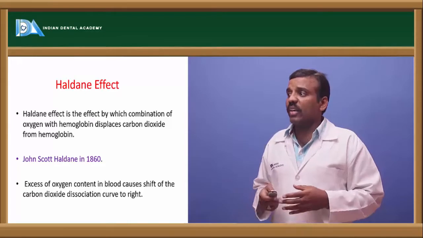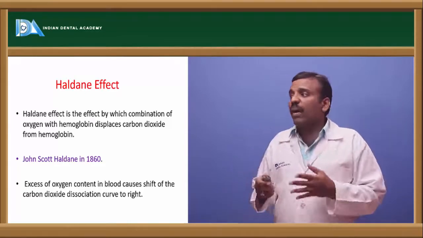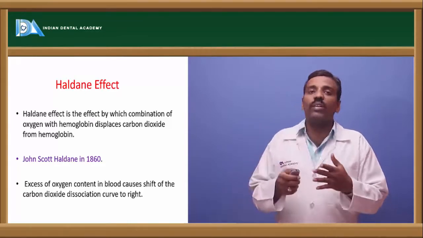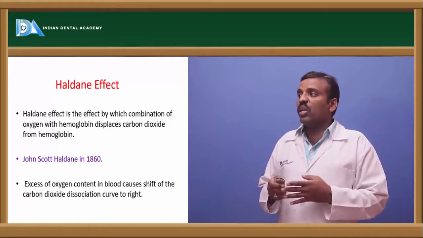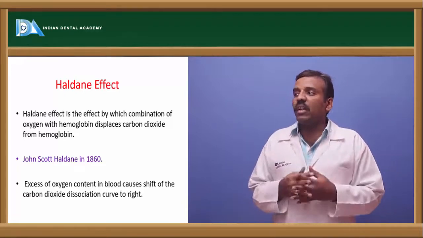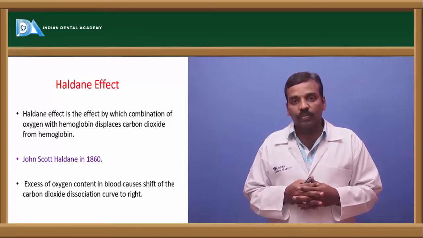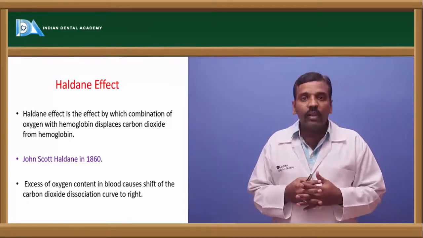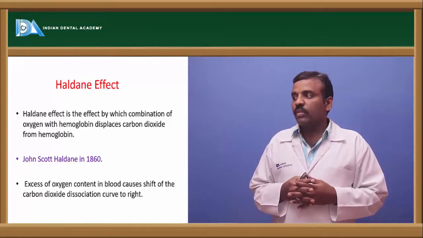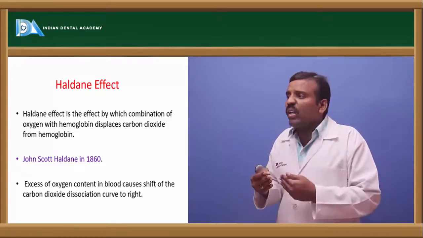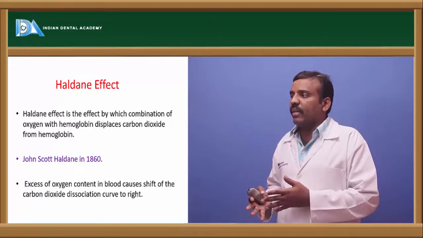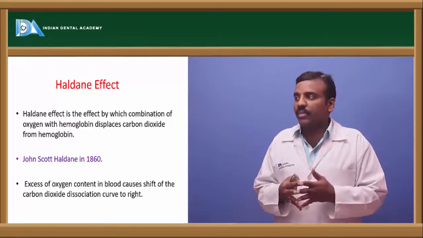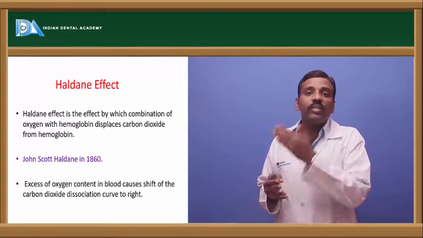The Haldane effect is the effect by which the combination of oxygen with hemoglobin displaces the carbon dioxide from the hemoglobin. This is by Haldane in 1860. The excess of oxygen contained in the blood causes the shift of the carbon dioxide dissociation curve towards the right side.